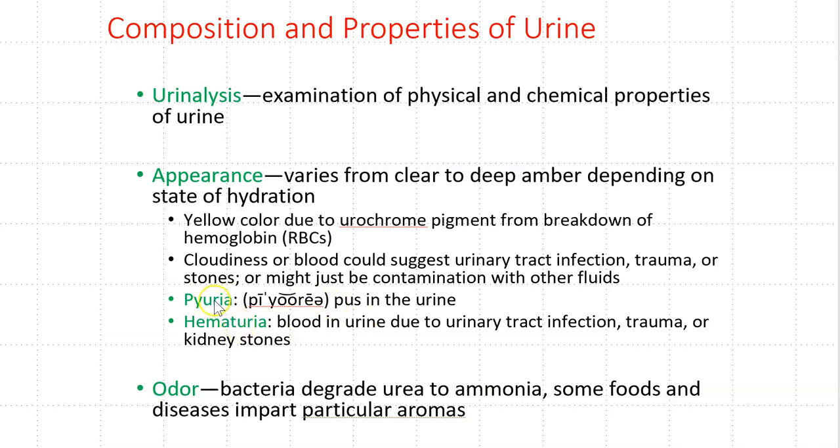Now, cloudiness in the urine can also be caused by pus in the urine, or pyuria. And hematuria is basically presence of blood in the urine. This could be due to an internal infection or a trauma or the presence of kidney stones, etc. And the odor of the urine can change due to the presence of bacteria. The bacteria in the urine degrade urea to ammonia, because of which you have the ammonia-like smell in the urine.